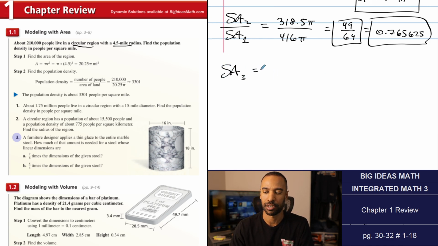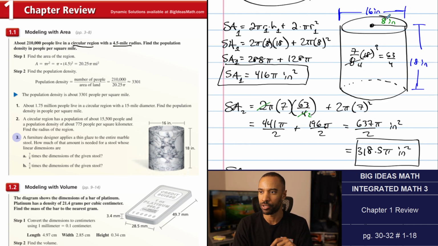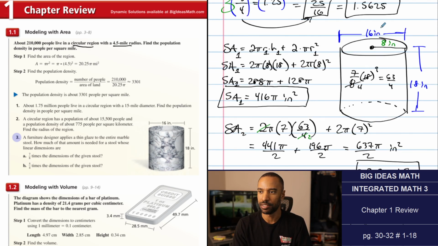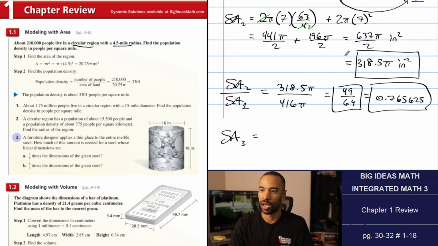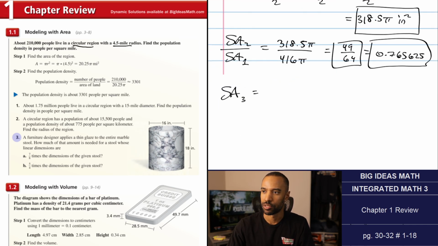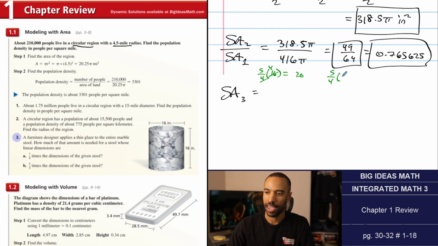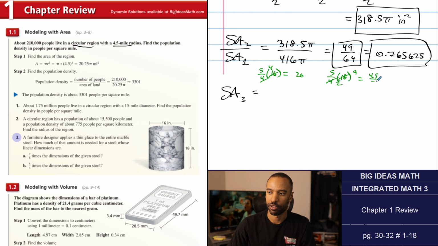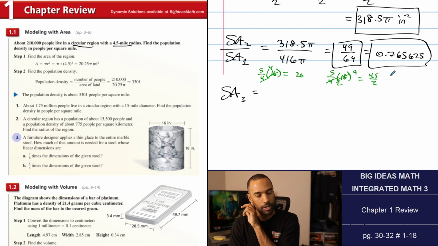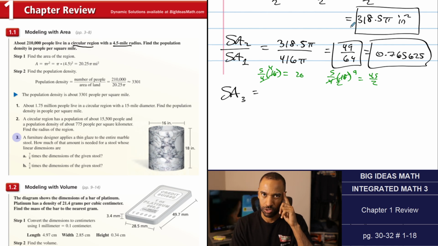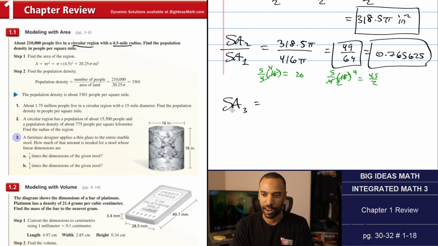Surface area of object 3, we do 5/4 of these values, and 5/4 of 16 is 20. Hold on, let me do this in the middle. 5/4 of 16: 16/4 is 4. 5 times 4 is 20. Now 5/4 of 18, not as clean. 18/4 is 9/2. 5 times 9 is 45. We get 45/2. If you want to write 22.5, you can, but I'm going to do mental math in here, and I'd rather use the fraction for that.